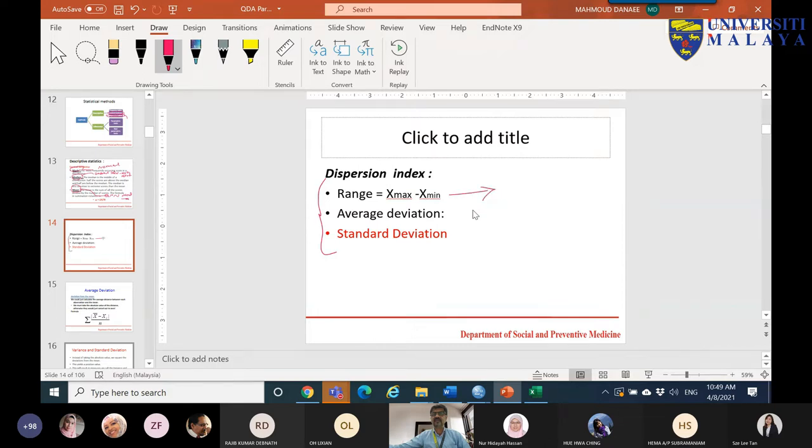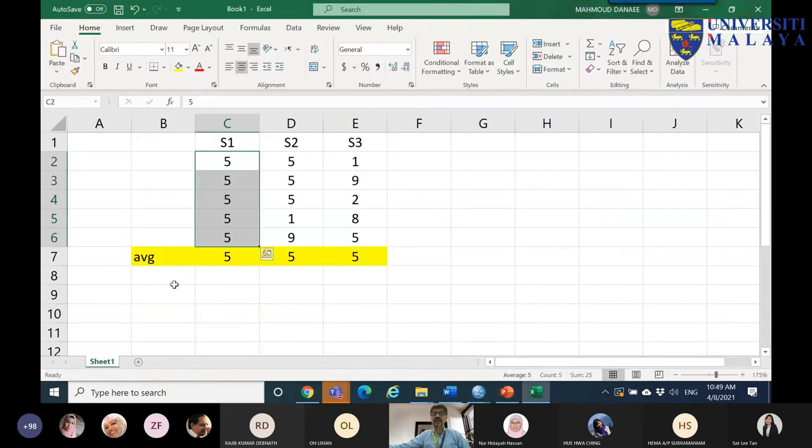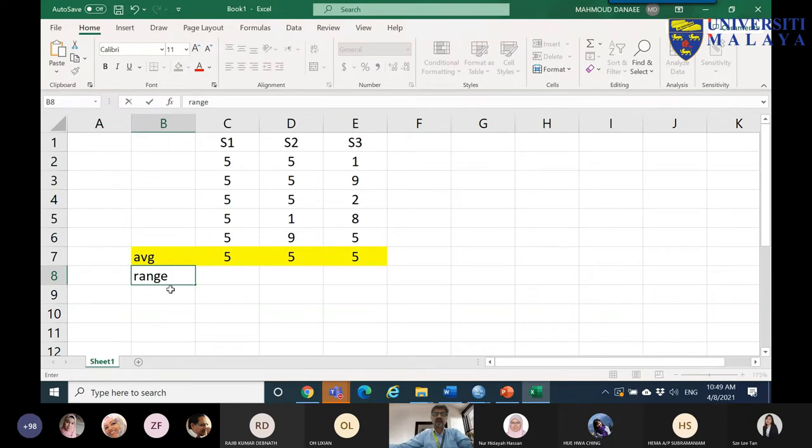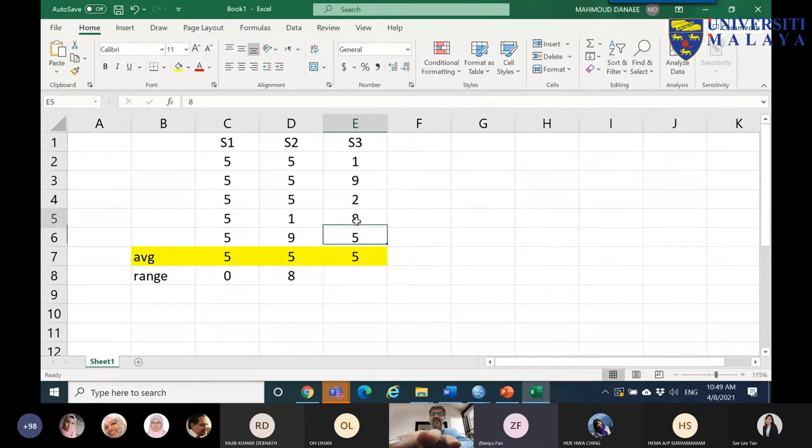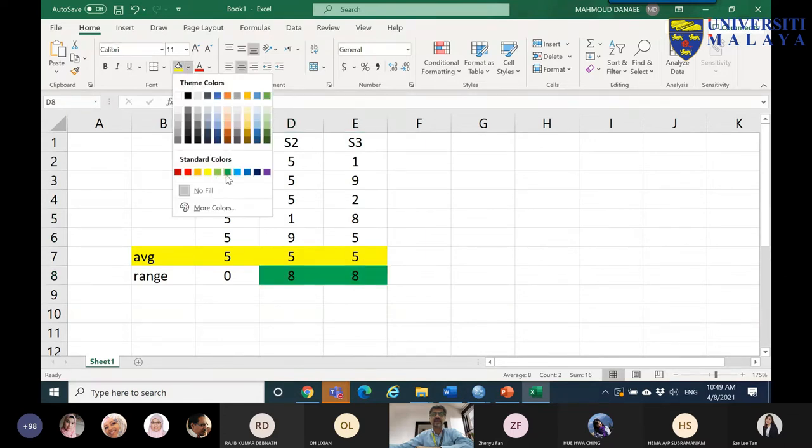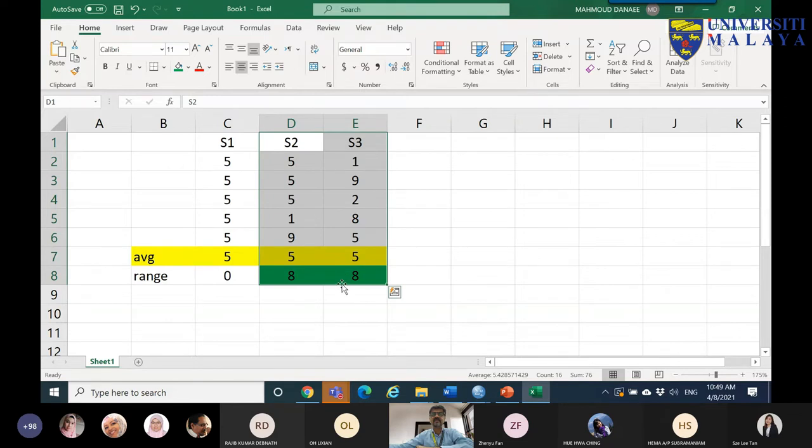There are three main dispersion indices. One is the range, very simple, maximum minus minimum. And the second one that I want to highlight is the standard deviation. So look at this data. Suppose that I want to calculate the range, how much is the range here? Zero. How much is the range here? Eight. Right? And the last sample, how much is the range? Minimum, maximum? Eight. So again, two ranges are similar. Can I say that sample two and three are the same? No. Why? Because the range only includes two numbers, minimum and maximum, and ignores the rest of the data in the distribution, right?